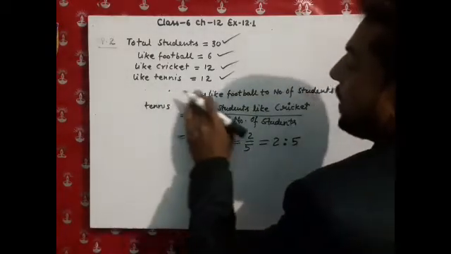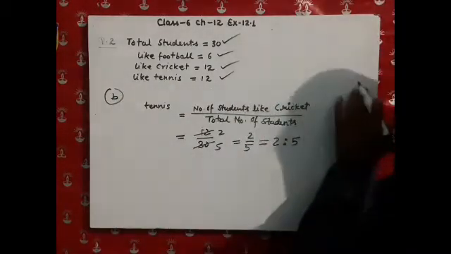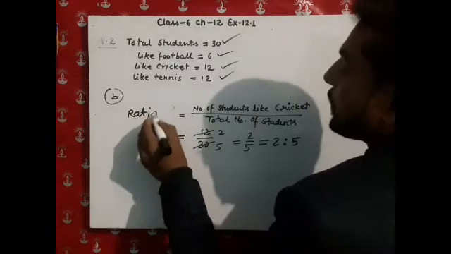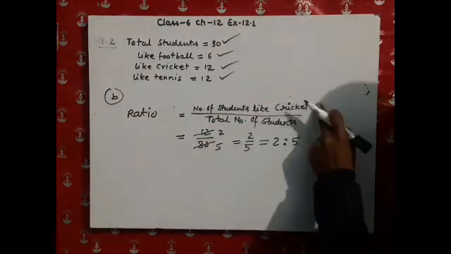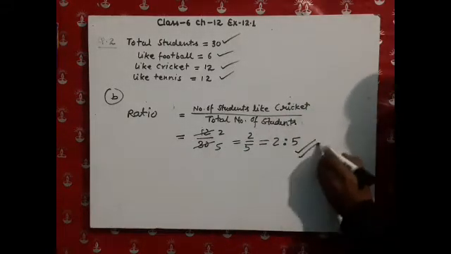This is part B. Here we have to find the ratio of the number of students who like cricket and the total number of students. So this will be the answer.